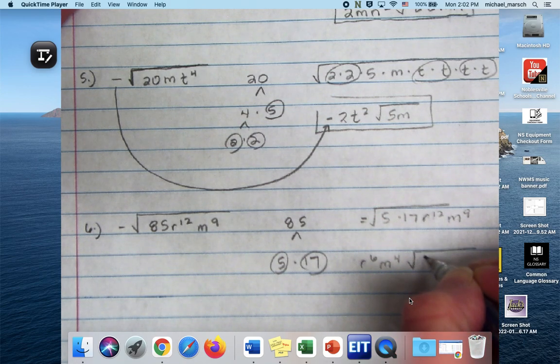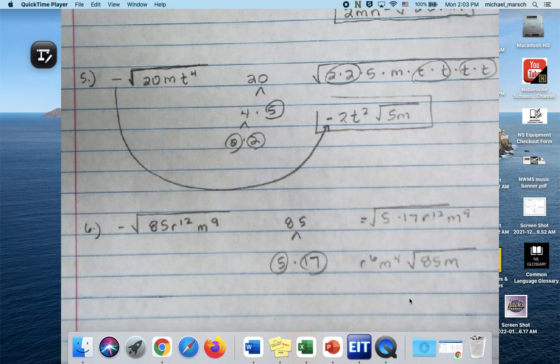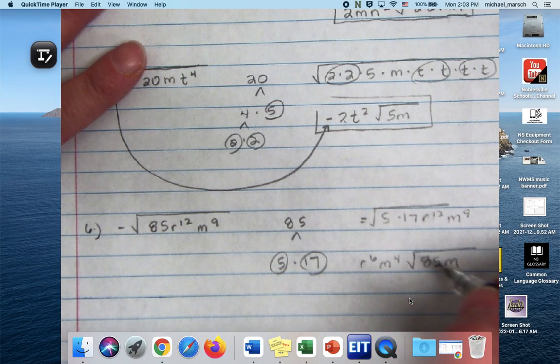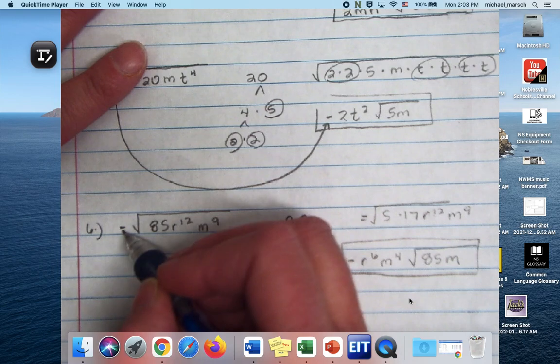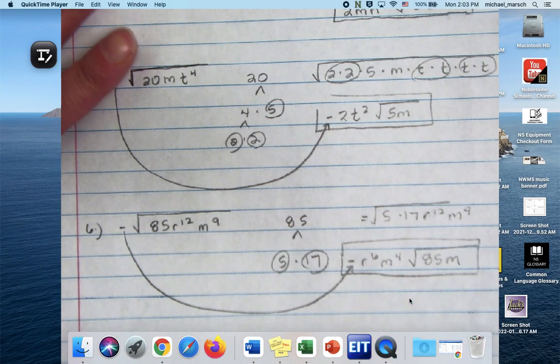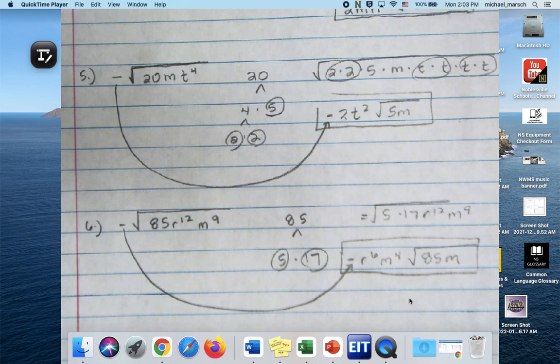Do I have to write every single one? Nope. You can probably shortcut it because what's 12 divided by 2? 6. So it's going to be 6 R's. And then you're going to have 4 M's with 1 M left over underneath. Wait, do we multiply the 5 and 17 at the end of it? Just leave 85 underneath. Yep. I know it seems weird, but that's what you do.